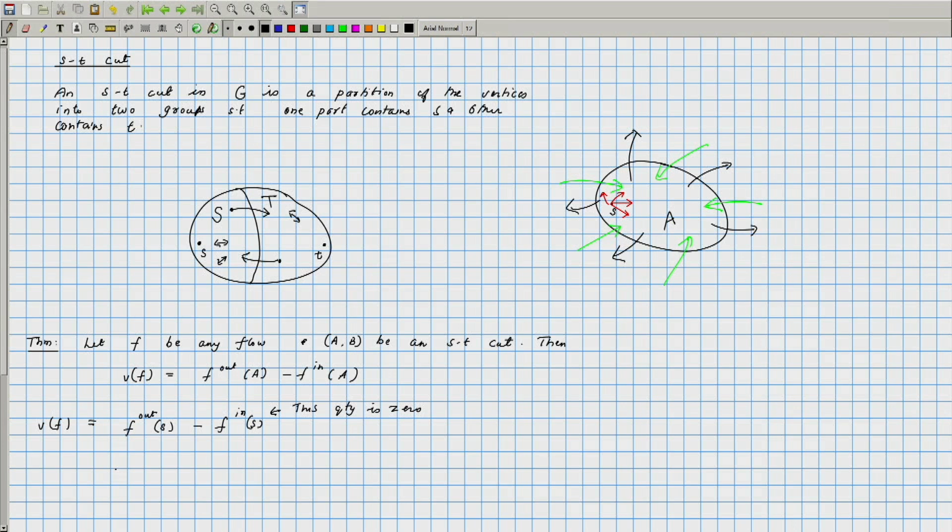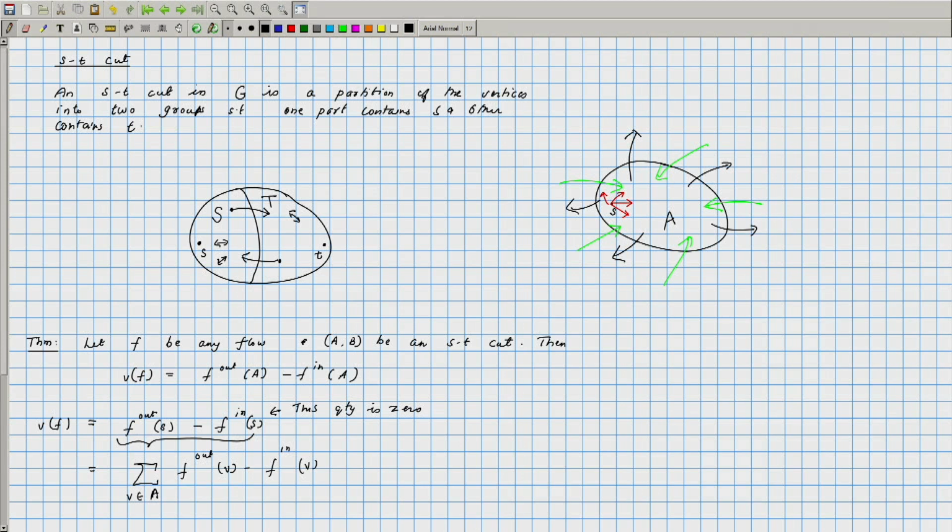Now, for every other node in this graph other than T, F out minus F in is going to be 0. The conservation law says that since F is a flow, if you take this quantity out minus in for any other vertex, that is going to be 0. So, we can also write the summation over all V belonging to A of F out V minus F in V as equal to this quantity. We can write this because the vertex T is not in this collection A. The vertex T belongs to the part B.